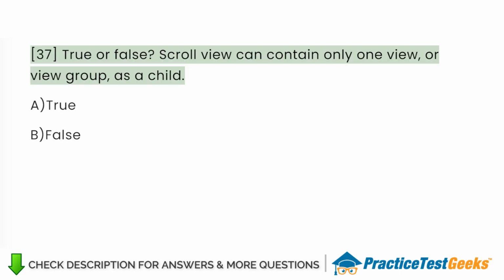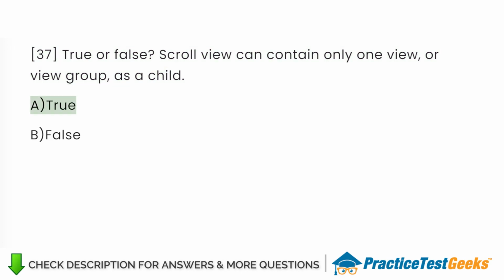True or false? Scroll view can contain only one view or view group as a child. A. True. B. False.